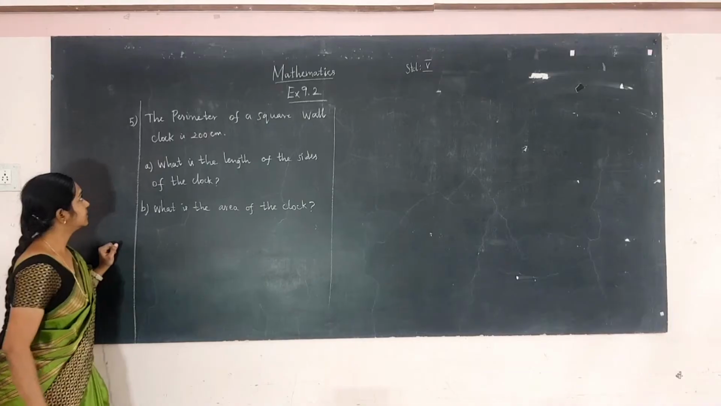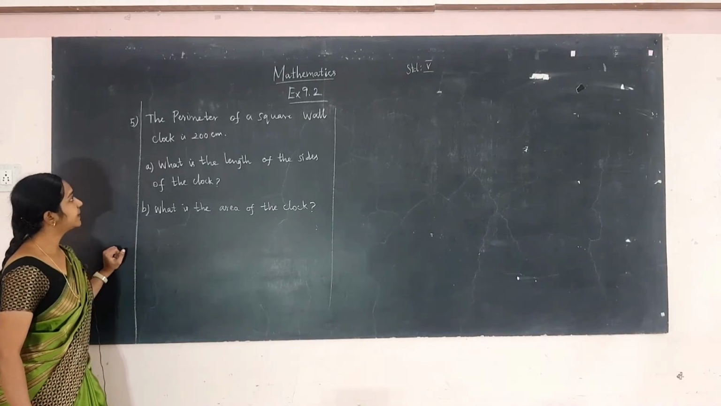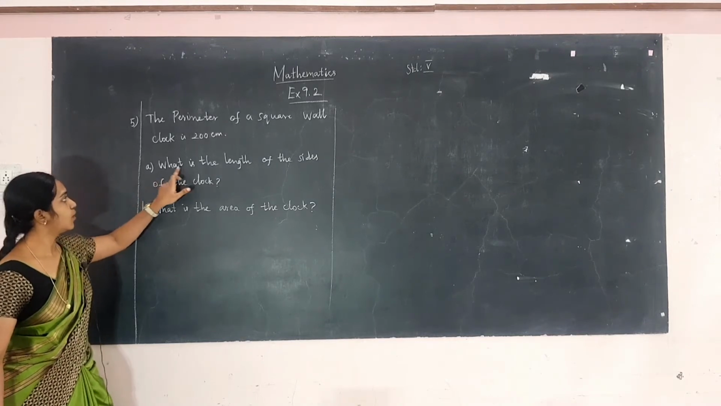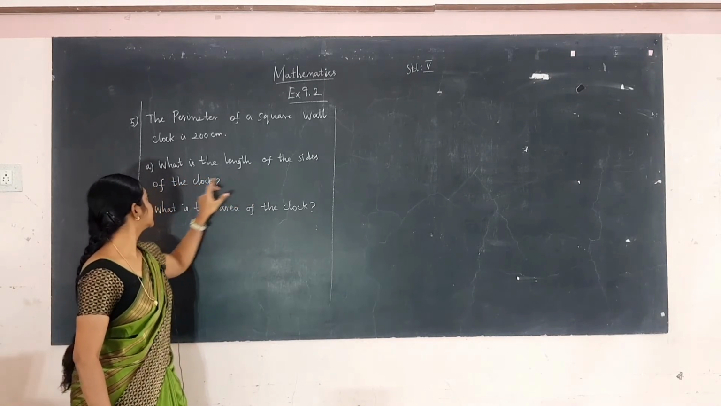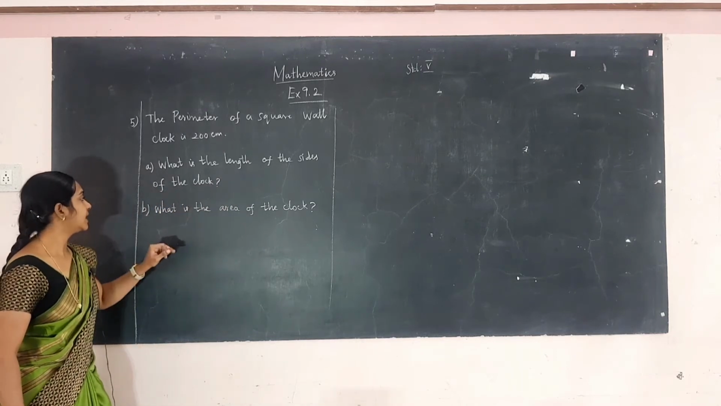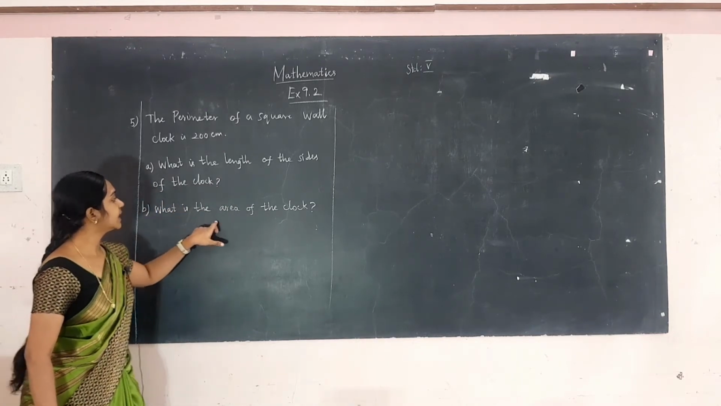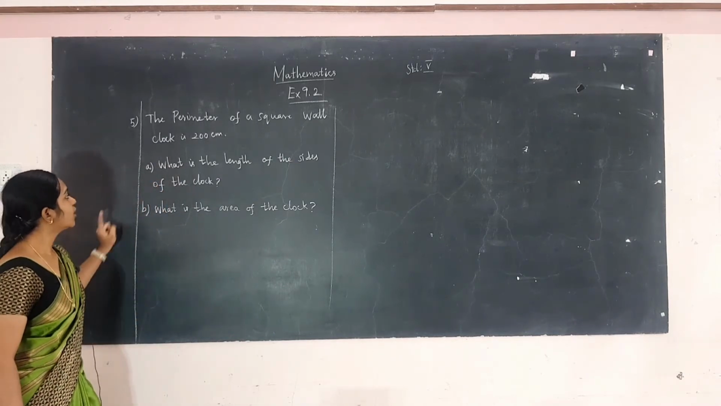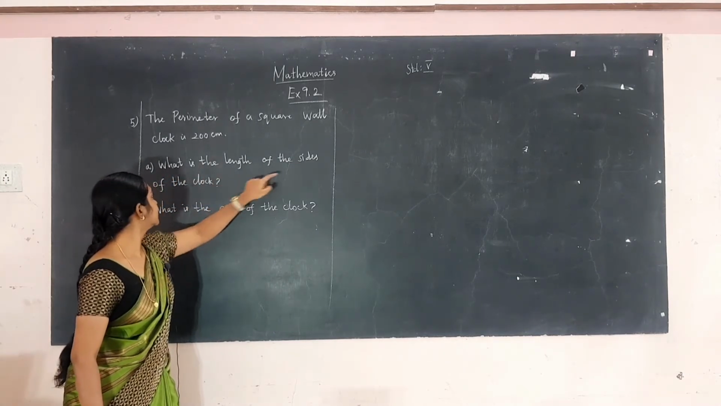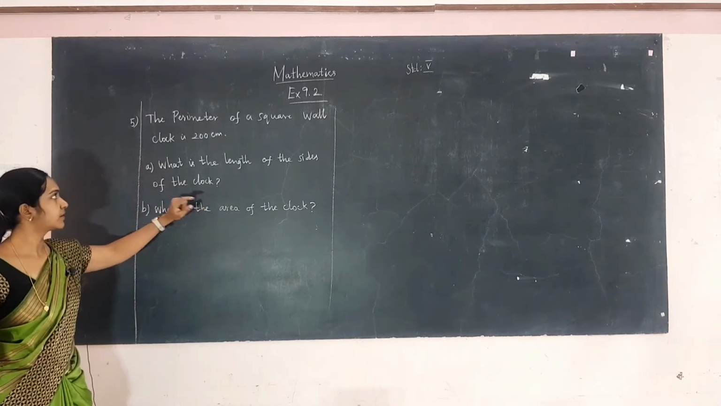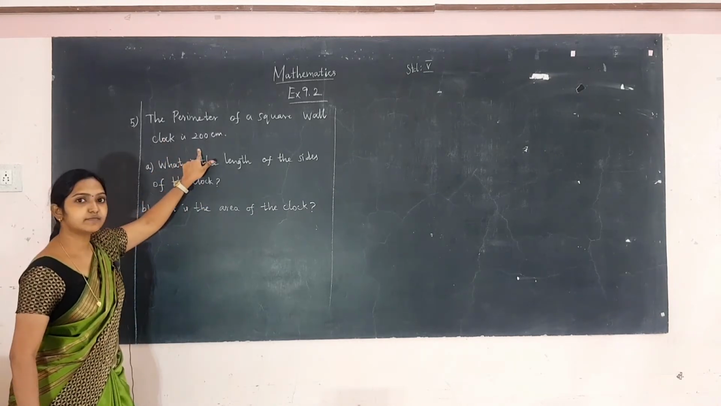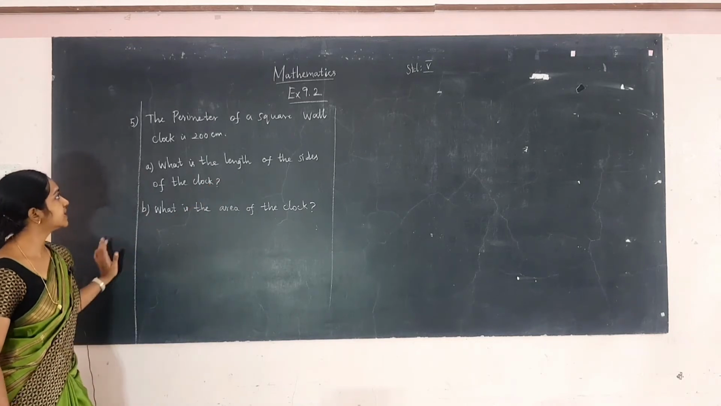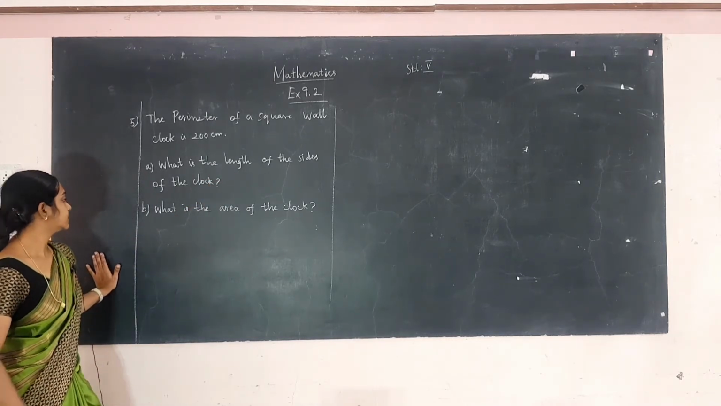The fifth question is: The perimeter of a square wall clock is 200 centimeter. What is the length of the side of the clock? And the next question is, what is the area of the clock? First question is, what is the length of the side of the clock? The perimeter is given, we have to find the length of the side. It is a square clock.